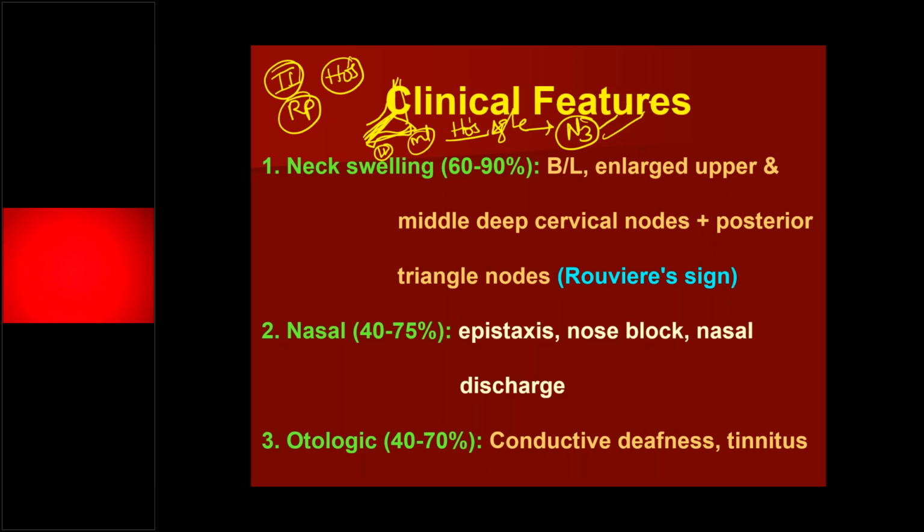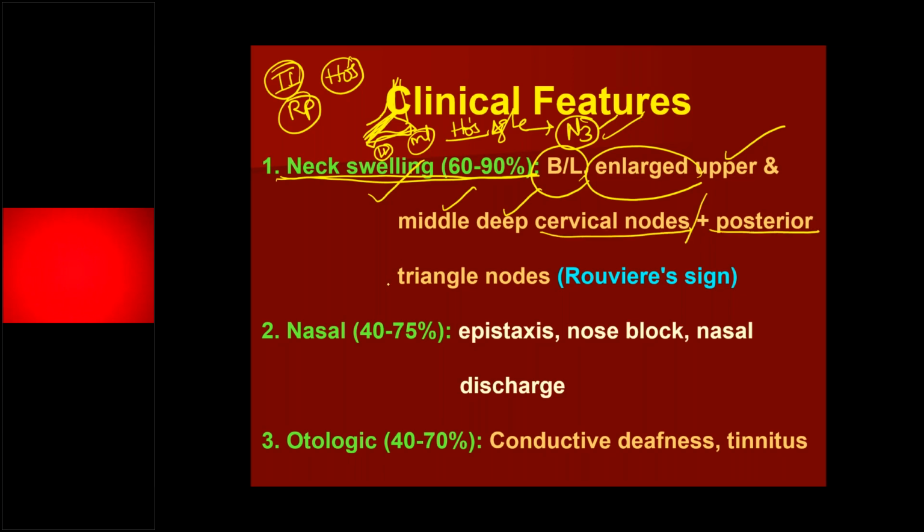You should keep it in mind. Definitely N3, when the posterior triangle is involved. So neck swelling is the commonest presentation. The patient presents with neck swelling. There is bilateral lymphadenopathy, with enlarged upper, middle, and deep cervical nodes plus posterior triangle nodes.